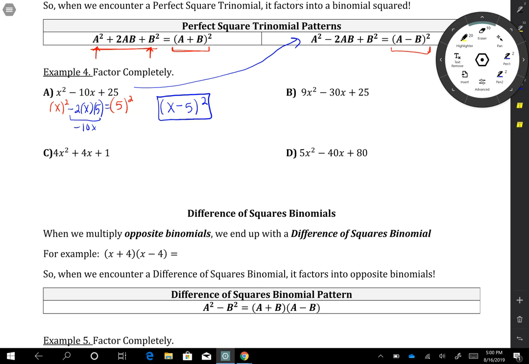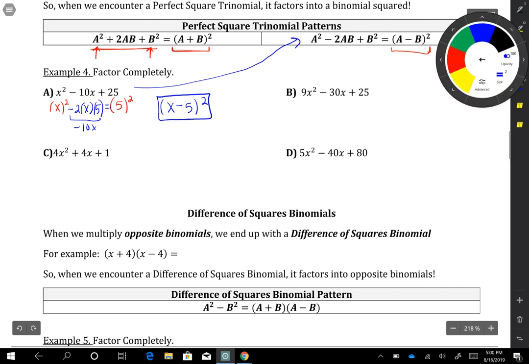Okay, let's look at the next one. 9x squared minus 30x plus 25. So first we look for a GCF. There are no common factors between 9, 30, and 25. So we move on. 9x squared. That is also a perfect square because 9 is a perfect square and x squared is a perfect square. If we took 3x and squared it, we would get 9x squared.